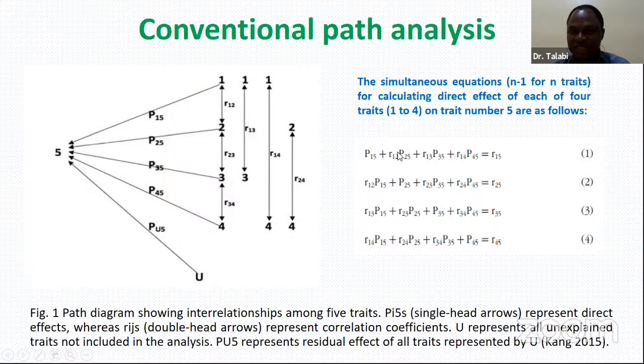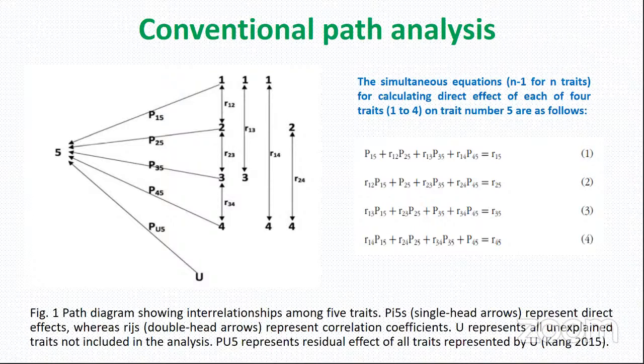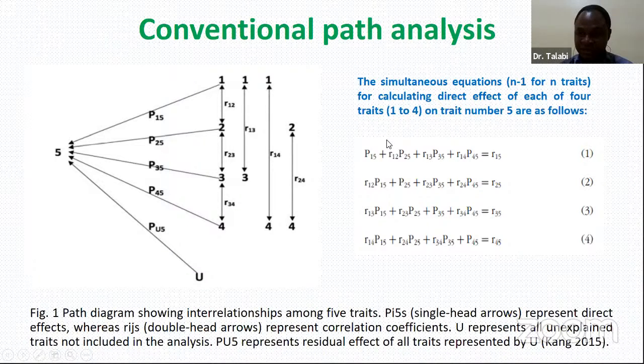So you will be able to see that in the correlation between trait 1 and 5, you have 3 other indirect contributions from other traits. And in addition to that, you have the direct contribution of trait 1 on trait 5. Those are the things that come together to give you the correlation between trait 1 and trait 5. So when you run through the simultaneous equations that way, you will see that whenever you are looking at any particular trait in relation to trait 5, there are contributions from some other traits, which you have to partition.